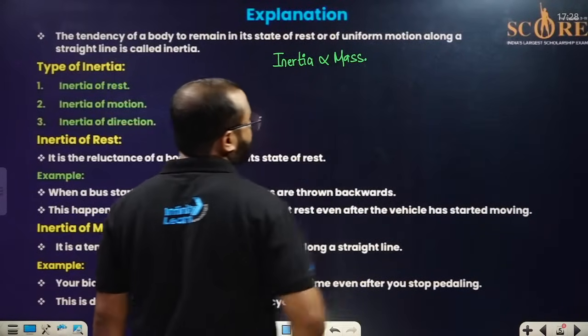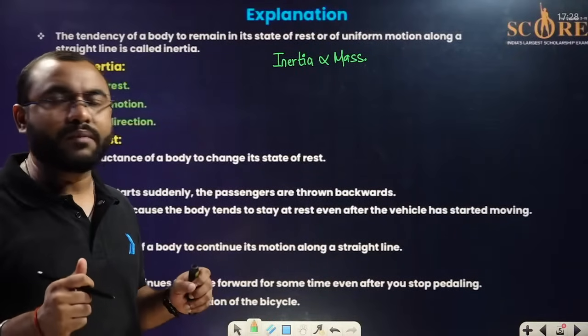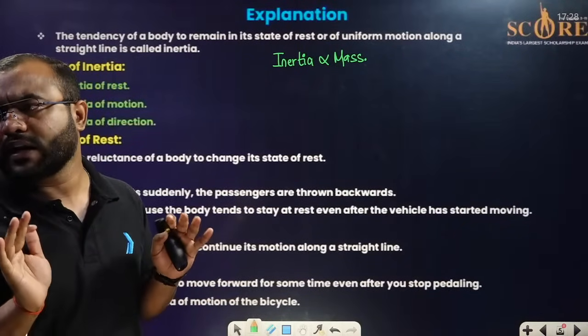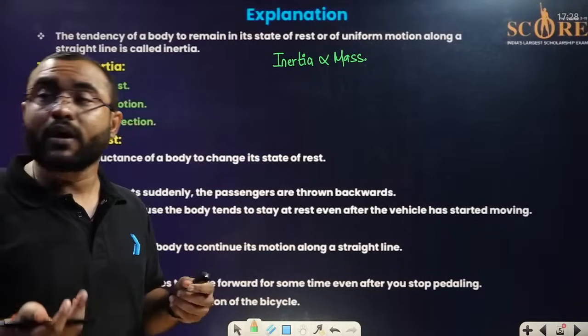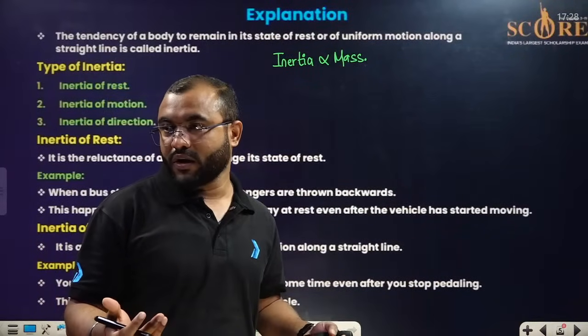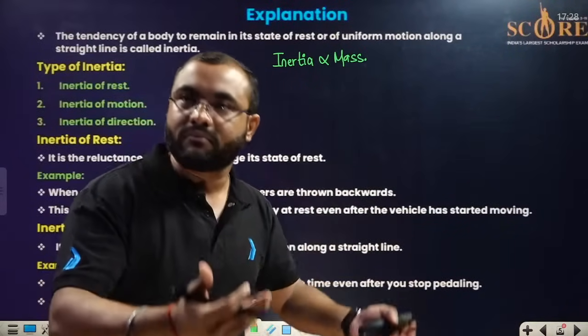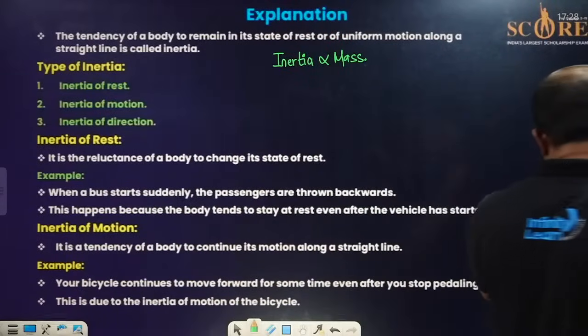Inertia is directly proportional to mass. More mass, more inertia, more resistance. Isn't it? Suppose you push a cycle. The cycle will also try its very best to resist the force, but unfortunately it will move. What about the truck? To move the truck, you have to apply more force. It can resist for more time. So that is why inertia is directly proportional to mass, everyone.